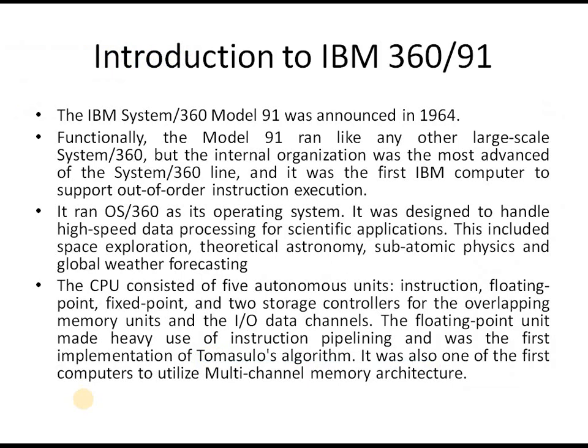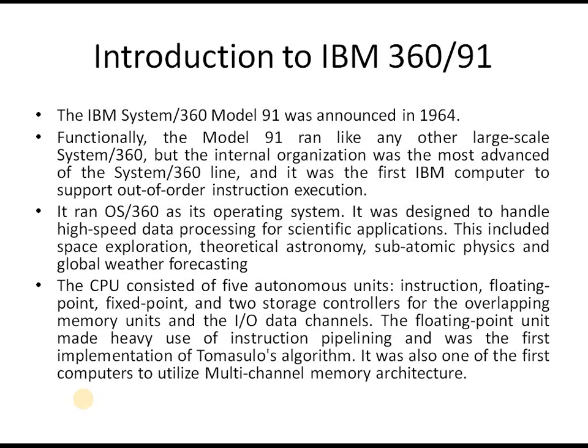Introduction to IBM System 360 Model 91. The IBM System 360 Model 91 was announced in 1964. Functionally, the Model 91 ran like any other large-scale system of the 360, but the internal organization was the most advanced of the System 360 line, and it was the first IBM computer to support out-of-order instruction execution. It ran Operating System 360 as its operating system.